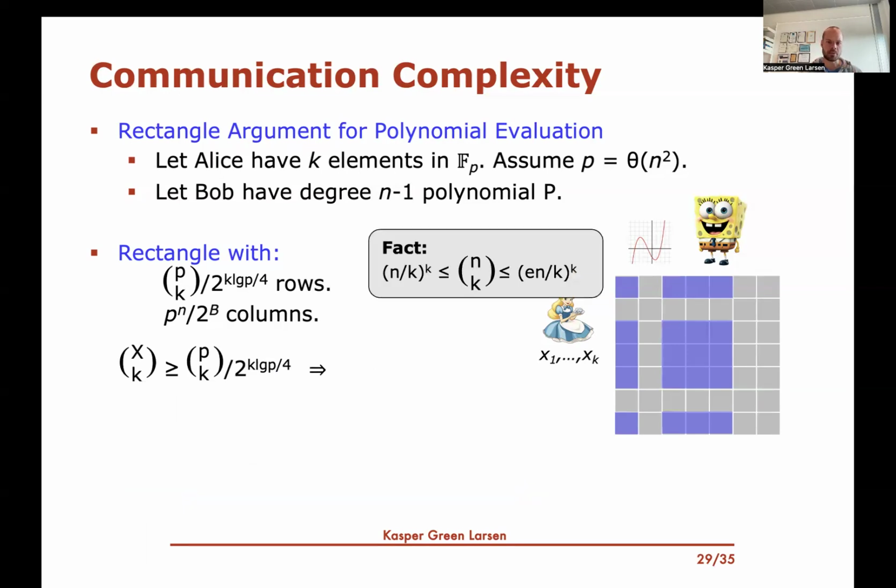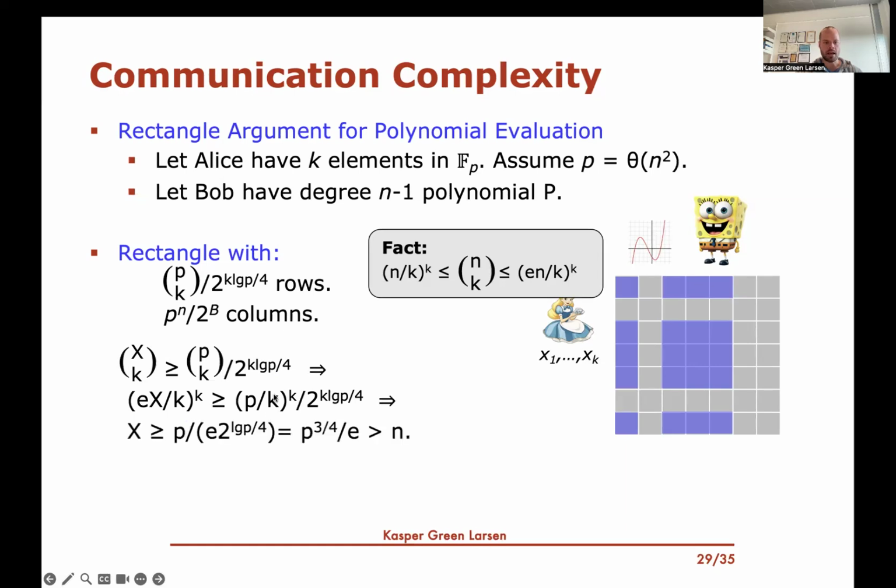And here we're just going to use a standard approximation again of the binomial coefficient, saying that n choose k is at least n over k to the k, and at most en over k to the k. We're going to use this inequality on X choose k and P choose k, which means that we conclude that eX over k to the k is at least P over k to the k divided by 2 to the k log P over 4. Now we're going to take the kth root on both sides, so all the k's and the exponents just disappear, and then it's a nice simple inequality where we can solve for X. We can multiply with k on both sides, and if we do this, then we get that X is at least P divided by e times 2 to the log P over 4.